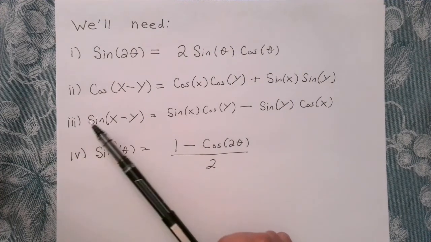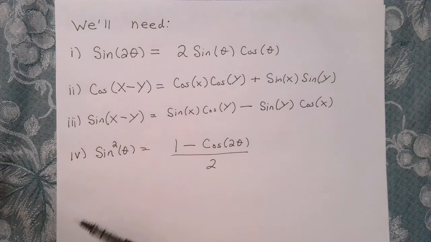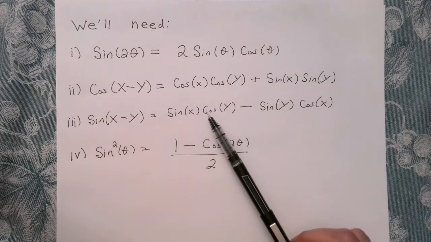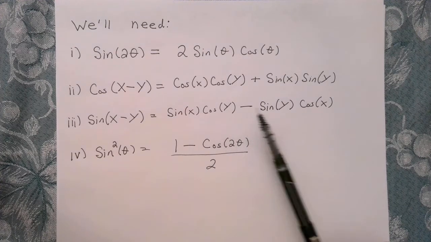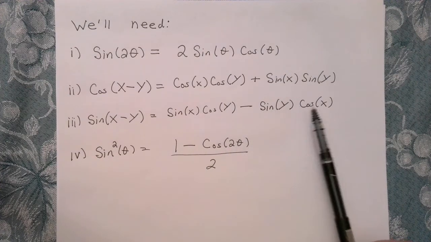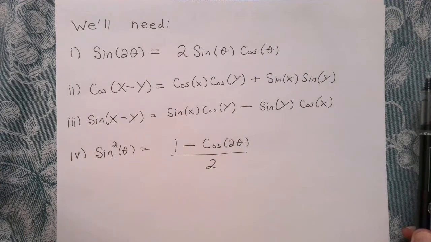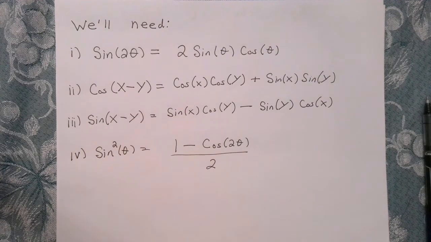Next is the sine of the difference of angles formula. Sine of x minus y is equal to sine of x times cosine of y minus sine of y times the cosine of x. And lastly, we're going to need the power reducing formula, aka the double angle formula for cosine. Sine squared of theta is equal to 1 minus the cosine of 2 theta all over 2.